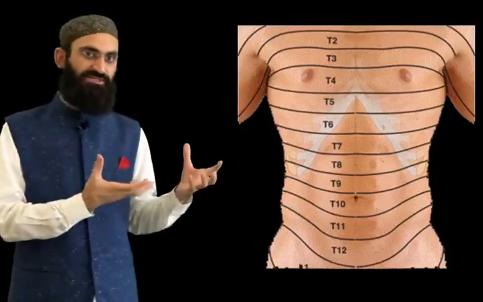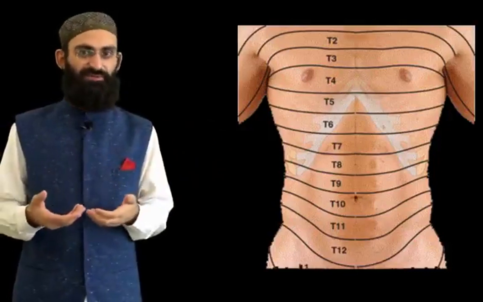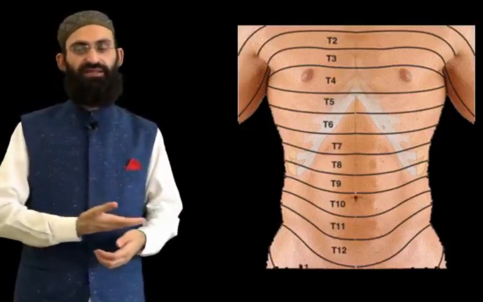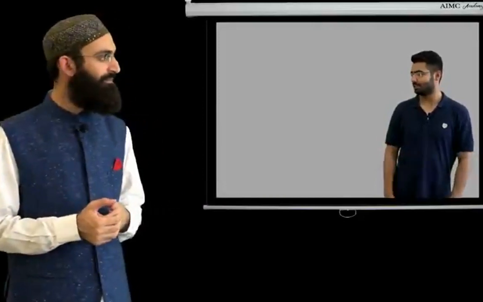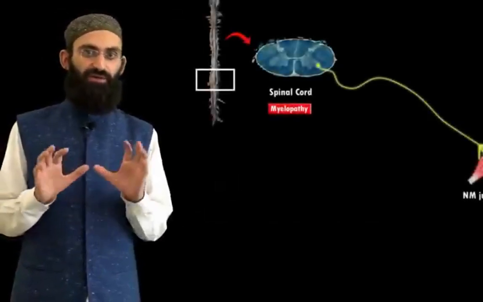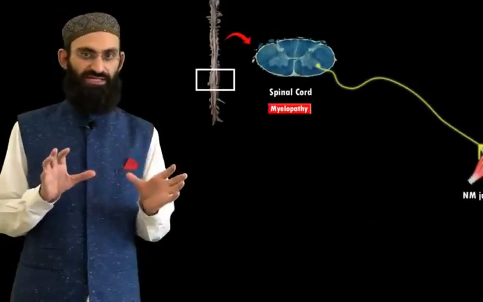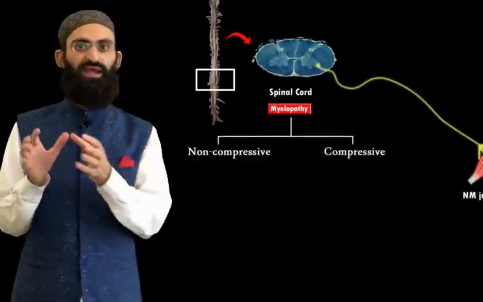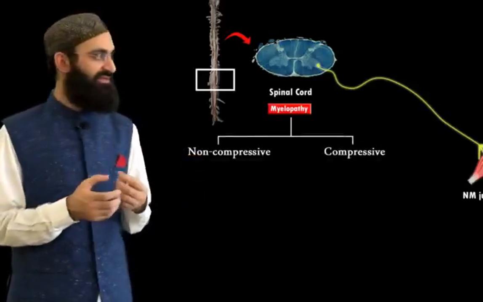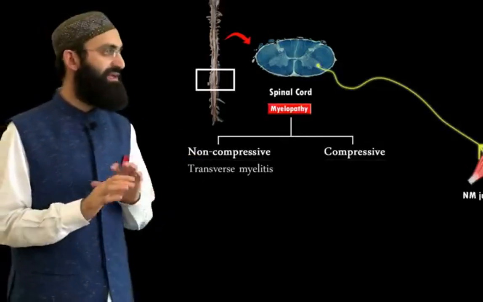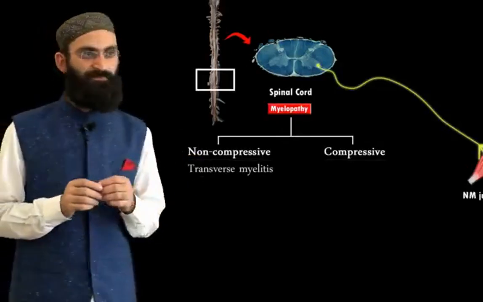So suppose in this case, along with spastic paraplegia, there is a sharp sensory level at the level of umbilicus. This means that lesion is at T10 spinal segment. But which disease presents like this? So it is a myelopathy, and myelopathy is broadly categorized into non-compressive and compressive myelopathy. An example of non-compressive myelopathy is transverse myelitis, and there are many causes of transverse myelitis.